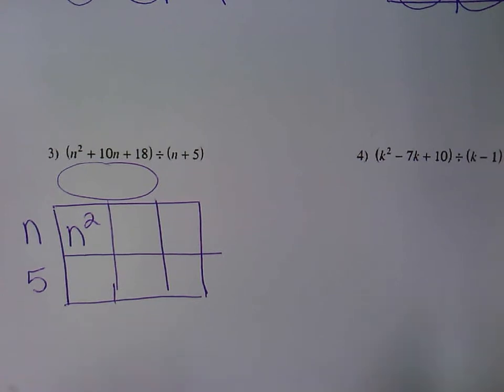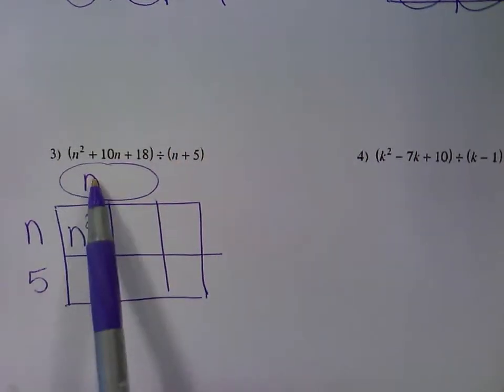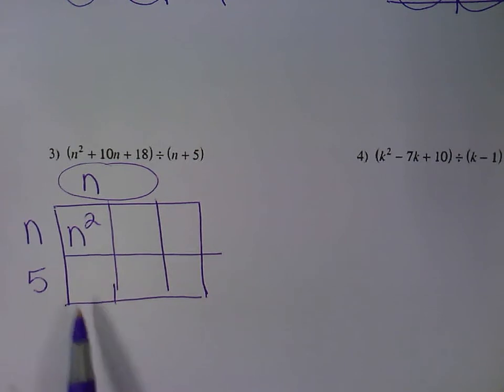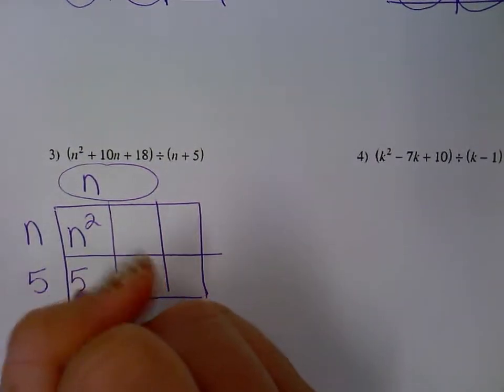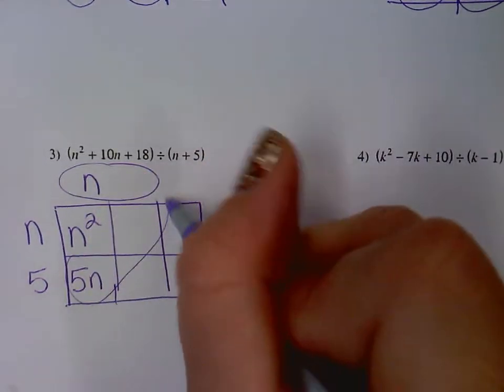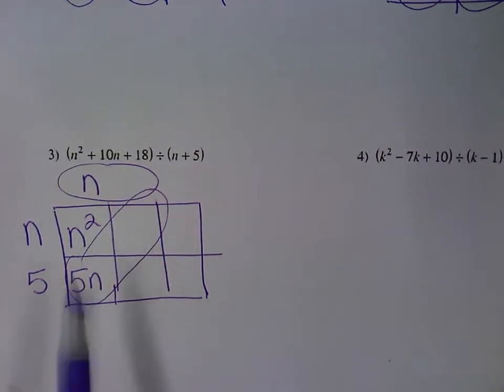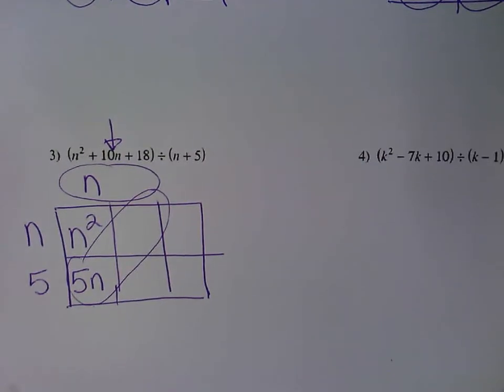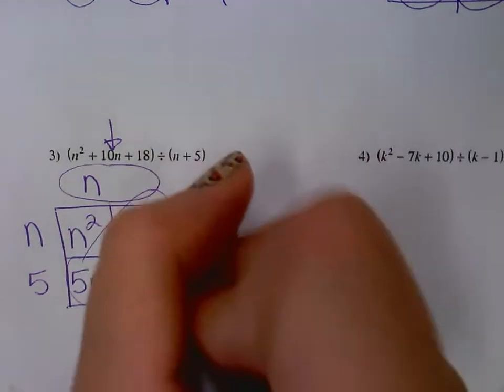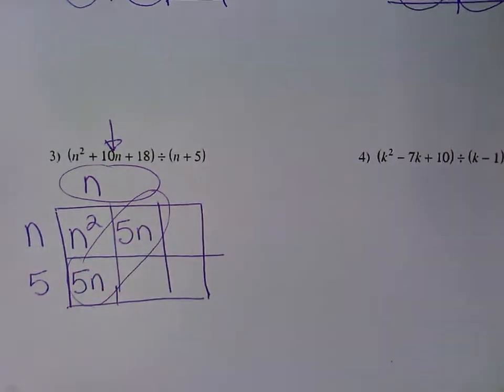N times n gives me n squared. Now I do the bottom box. N times 5 gives me 5n down here. And now I need to make my dividend work out. So I need to get to 10n. I'm currently at 5n, so I need to add 5 more n inside the dividend box.